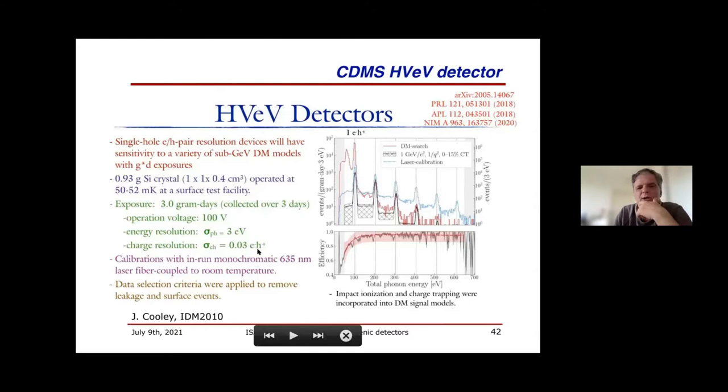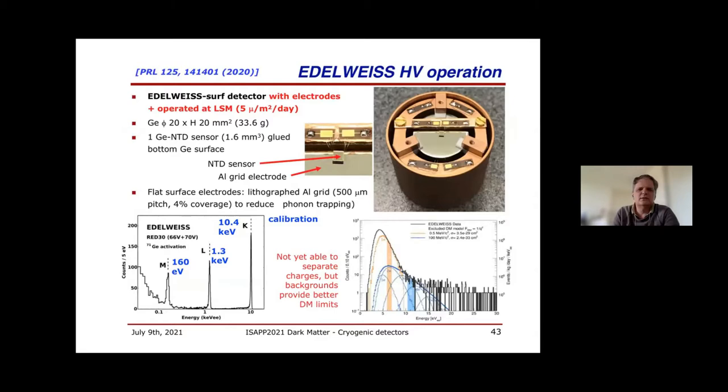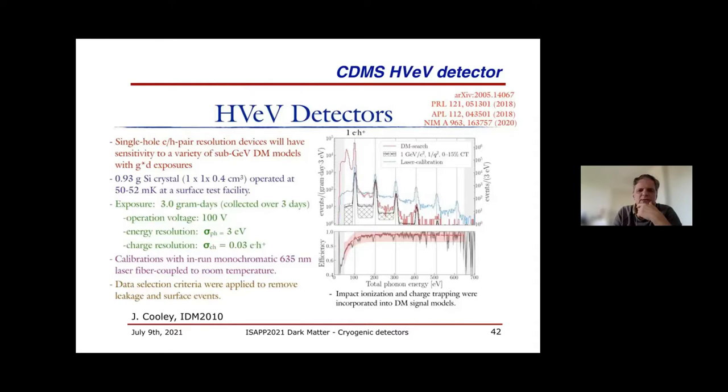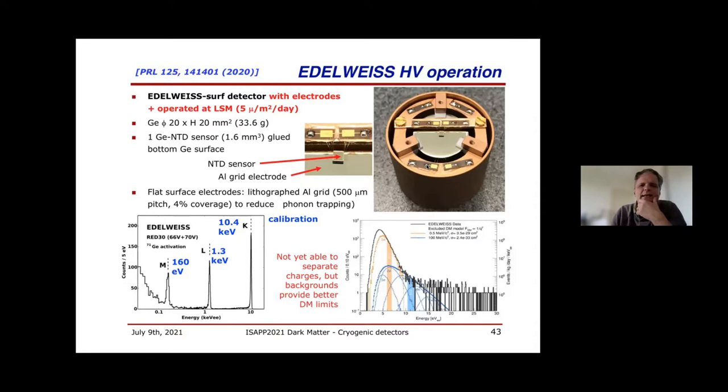In the device, we tried that, but with a bigger detector. The detector used in CDMS was a 1 gram silicon crystal. For dark matter search, you still want to try to get as large a mass as possible because you get some self-shielding, and also the detector was operated at LSM.